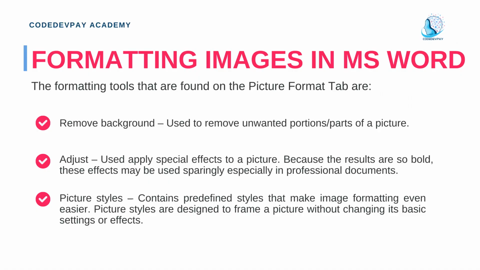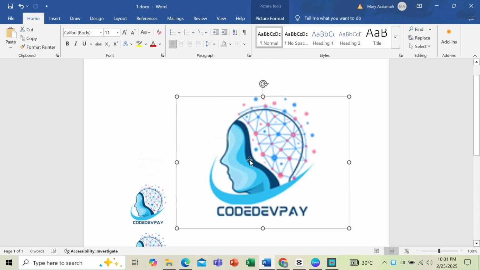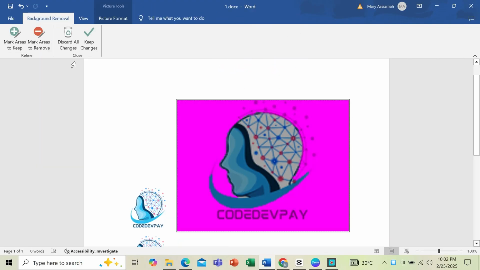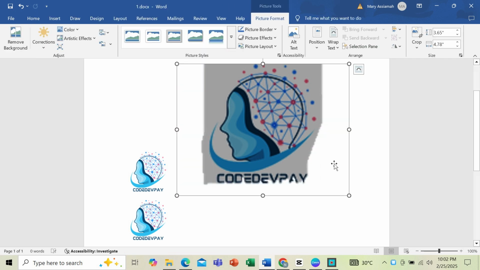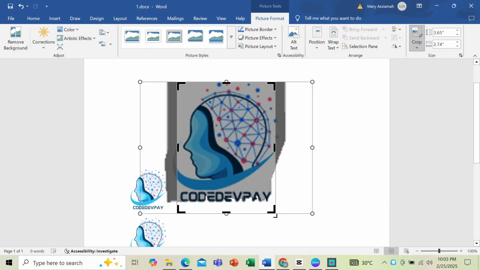Once inserted, you can format images to align with your document's design. The formatting tools that are found on the Picture Format tab are: Remove Background, Adjust, Picture Styles, Accessibility, Arrange, Size. You can practice these picture formatting tools to see how they are used.